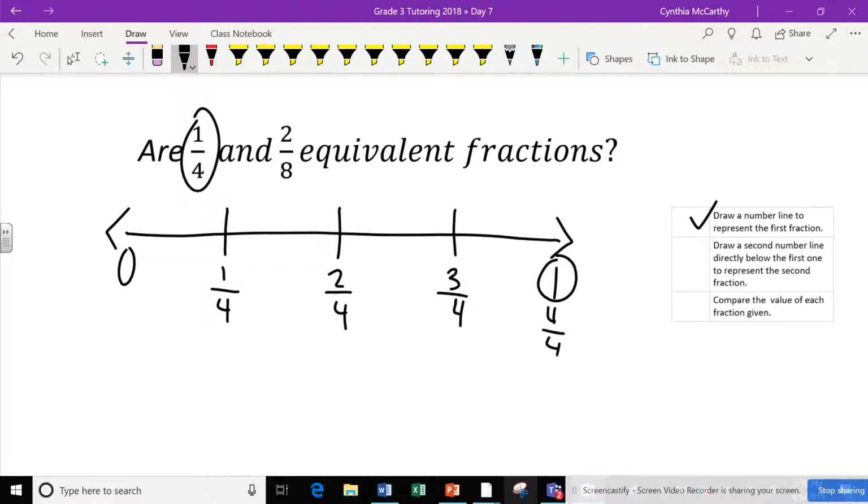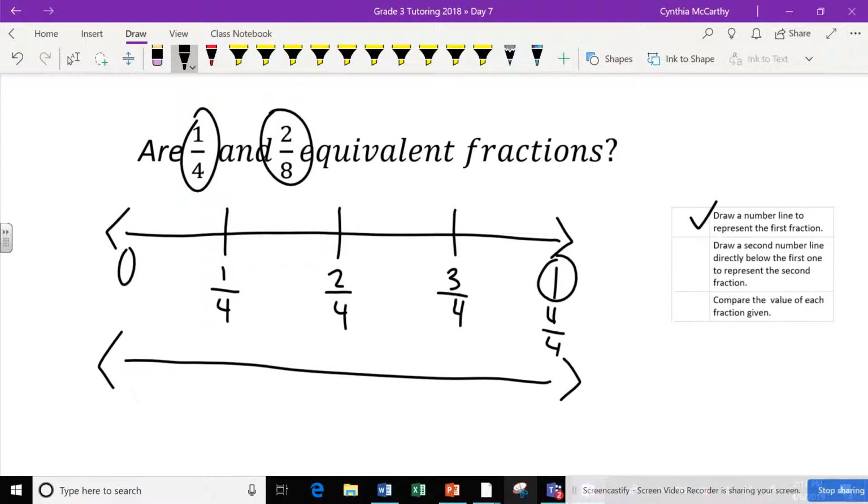My second step says draw a second number line directly below the first one to represent the second fraction. My second fraction is 2/8. I need to draw my second number line to be exactly the same length as my first one. I will label it 0 and 1, and this time I need to divide it into eighths. To the best of my ability, I need to divide this into 8 equal parts.